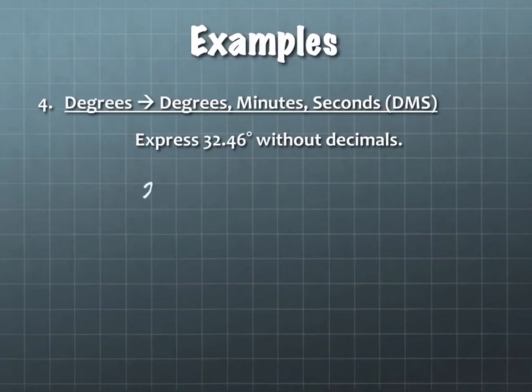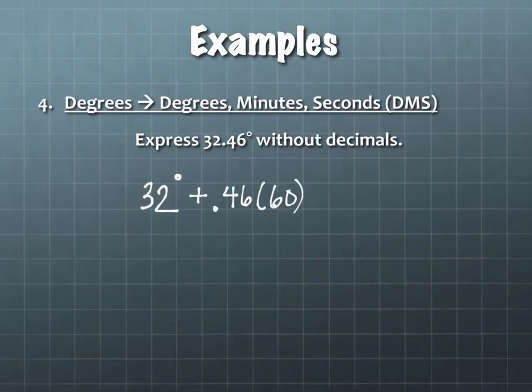So what we do is we take our 32 and we leave it. It's 32 degrees, right? It's like if you talk about an hour and a half, you don't change the hour into minutes, and we don't say an hour and a half and talk about 90 minutes. That's not how we usually do it. We say an hour and a half, right? Well, the 32 stays. The 0.46, what happens is we take that 0.46 and we multiply it by 60. Because 0.46 degrees times 60 will give me minutes.